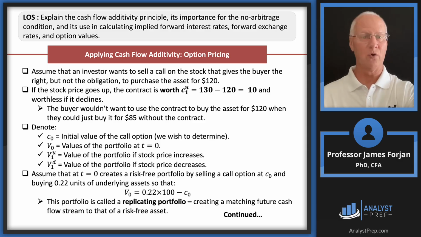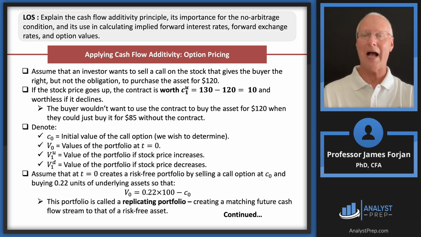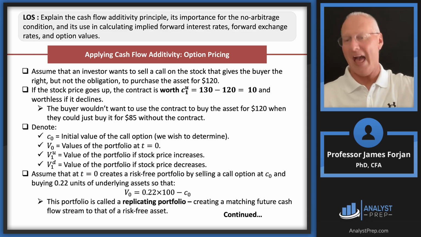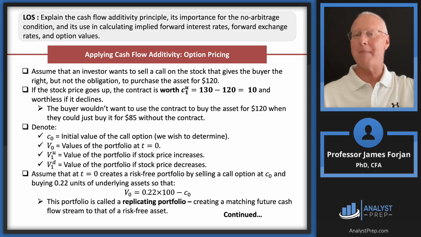But in this case, in order to craft a risk-free portfolio, let's suppose that I buy 0.22 units of the underlying asset. Now, you should scratch your head and say, okay, Jim, where did you get the 0.22? Trust me when I say we got the 0.22 from some math. We'll worry about that some other day.